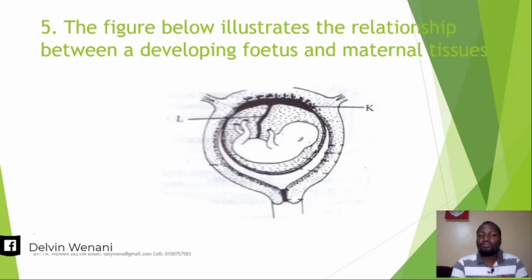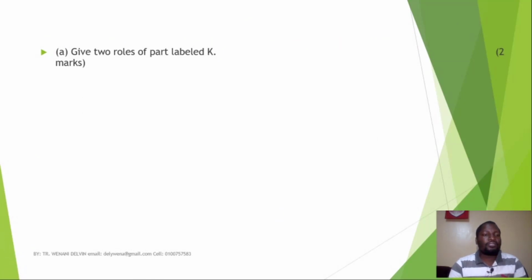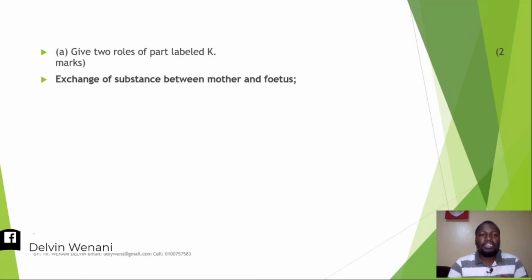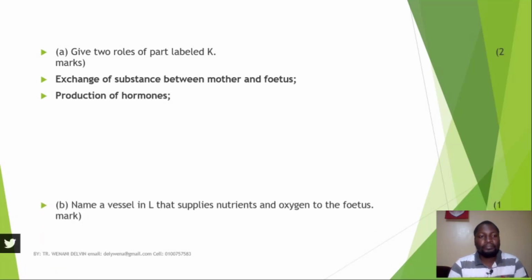First of all, we must know what is part labeled K. Part labeled K is simply a placenta. So the question comes, what is the function of the placenta? This one offers exchange of substances between the mother and the fetus. Then number 2, it also does the production of hormones. It's the major one that produces hormones, the hormone that maintains the pregnancy.